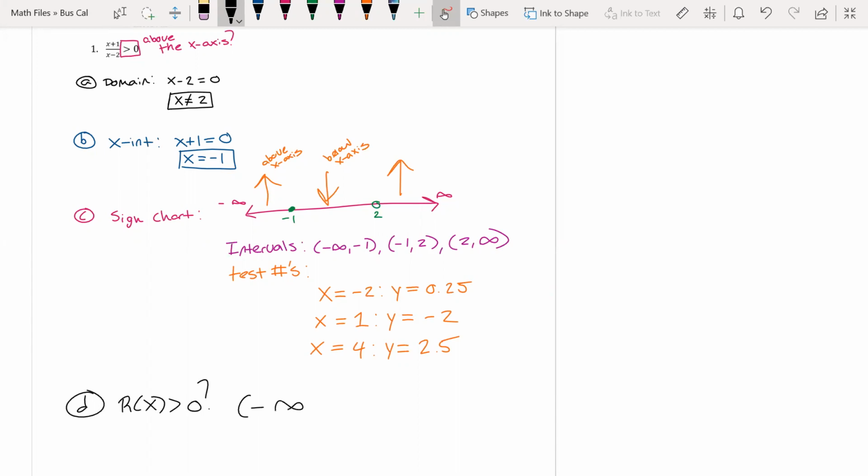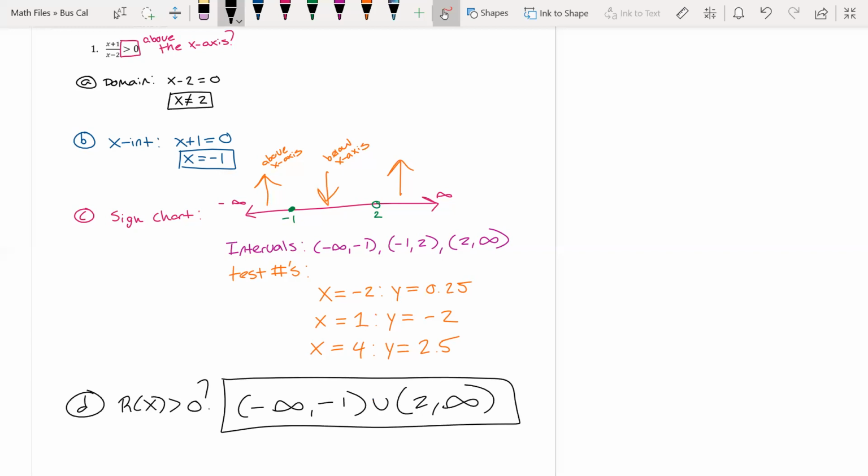-infinity to -1. And where else? 2 to infinity. There you go. That's our answer. That's what that wanted. All that work for that one simple answer, right?